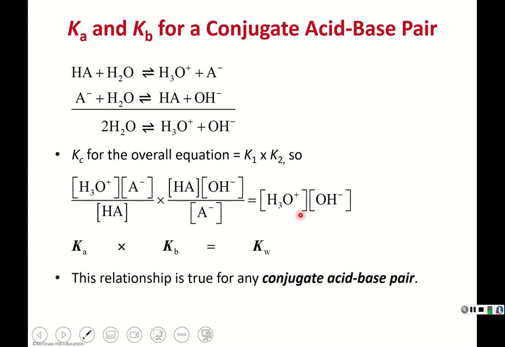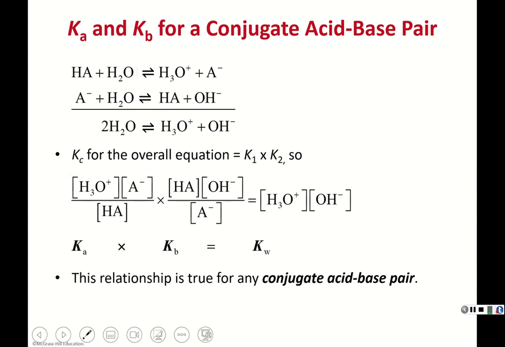And here's a neat trick you can do with the Ka and Kb expressions. You can write an acid dissociation and a base dissociation for the same weak acid, let's call it. And remember from equilibrium that the equilibrium constant for the overall net reaction that we see here is going to be K1 times K2.